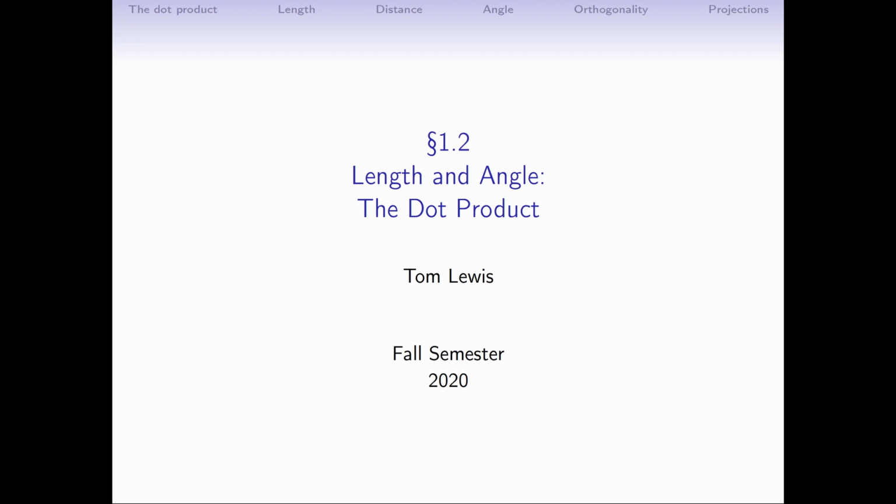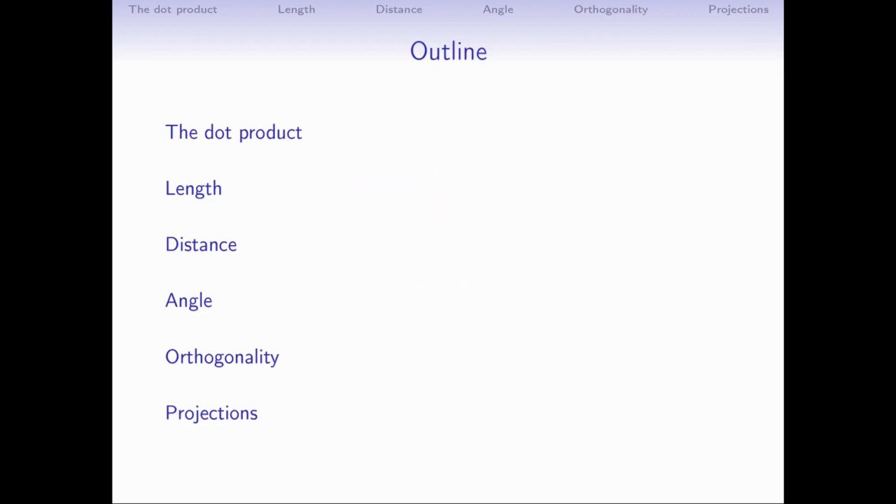Welcome back. This will be the second installment of our video lectures on section 1.2. We're covering length and angle, the dot product. In our first installment, we did the dot product, length, and distance. In this installment, we'll look at angle, orthogonality, and projections. So let's begin with angle.